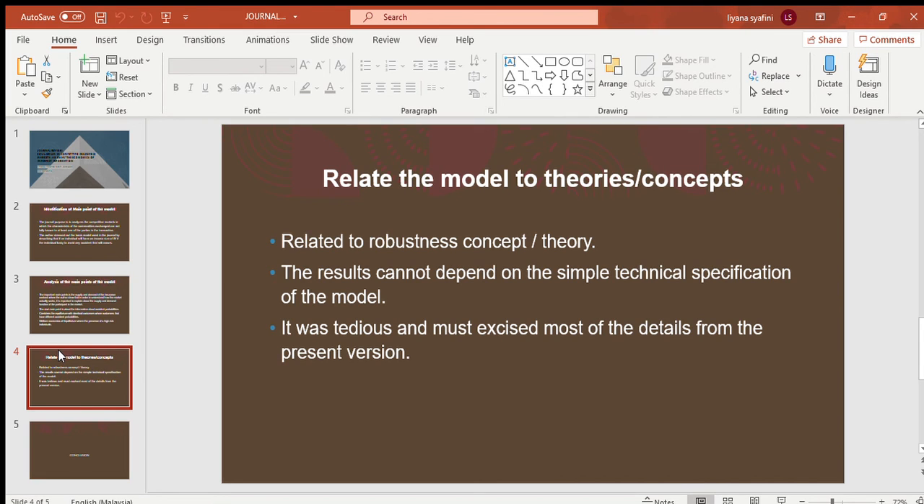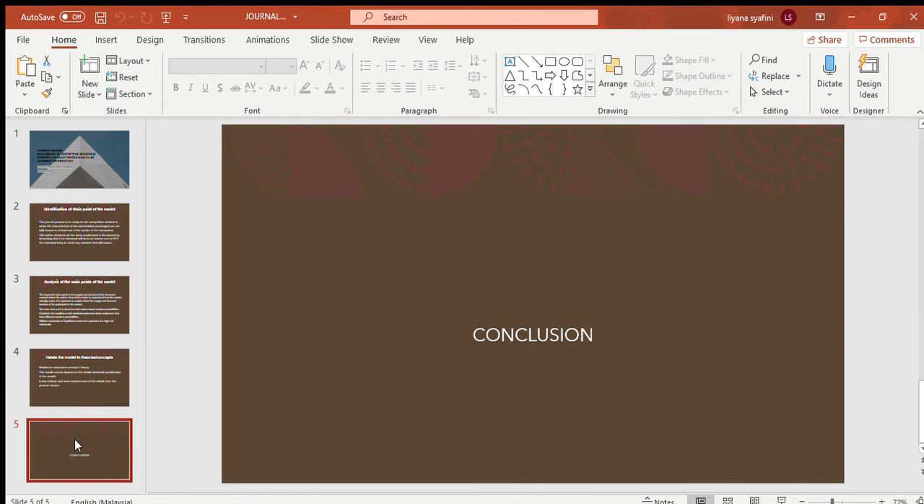So in my conclusion, the researchers should study deeply about this matter, and they have to use a valid and solid model to examine this matter.